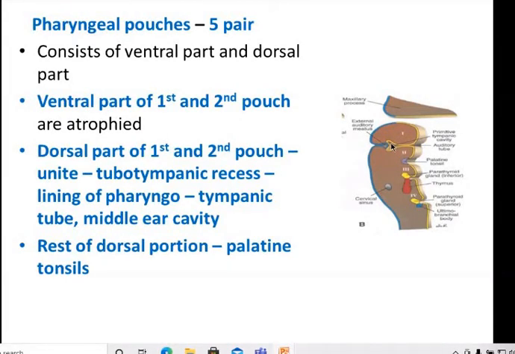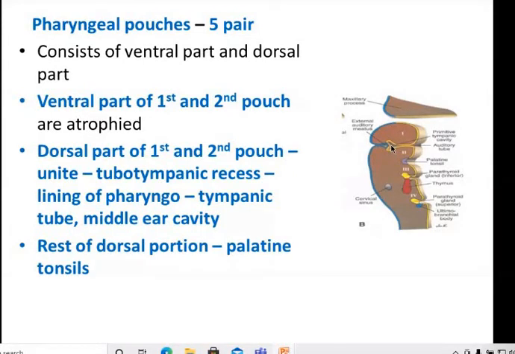How is the middle ear cavity formed? The auricle externally develops from the cleft, whereas the inner part, the middle ear cavity, is inside, so it is of endodermal origin, and develops from the first as well as the second pharyngeal pouches. The ventral parts of the first and second atrophy, the dorsal parts unite, and they will give rise to the tubotympanic recess, which will further give rise to the pharyngotympanic tube, the middle ear cavity, and even the mucosal lining of the tympanic membrane.